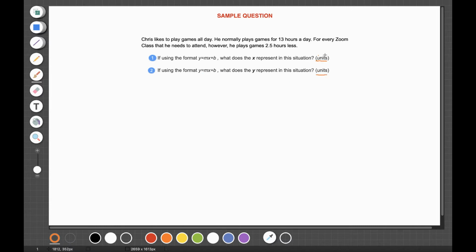Remember, units are things like time, hours, inches, money, all kinds of different things. Any different way of measuring something is a unit. So if I look at this problem one more time, where are some units of measurement? Well, Chris likes to play games all day. He normally plays games for 13 hours a day for every Zoom class that he needs to attend. However, he plays games 2.5 hours less.